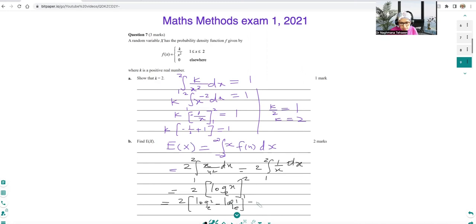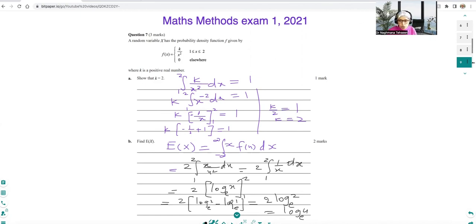Log e 1 is 0, so the answer would be 2 log e 2 for this one. We could leave it like that, or we could also write it as log e to the power 4, because the 2 can go into the power. So that's our question number 7.